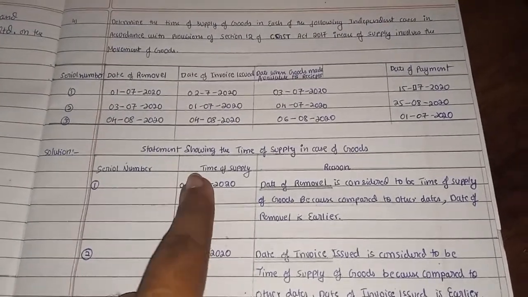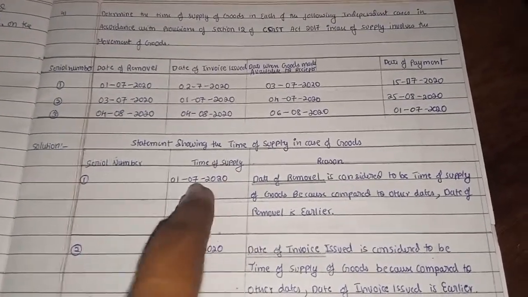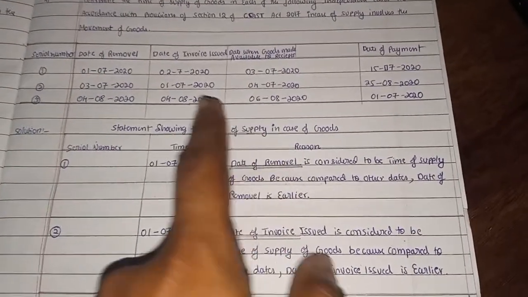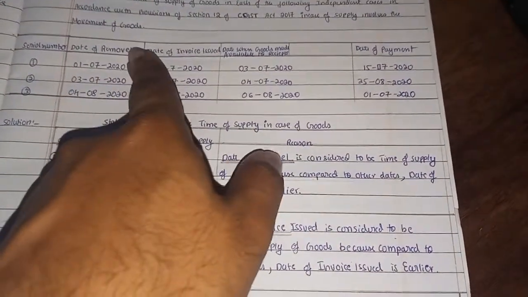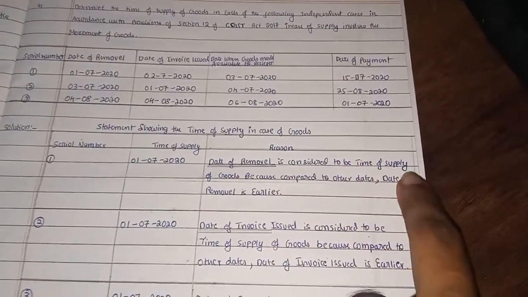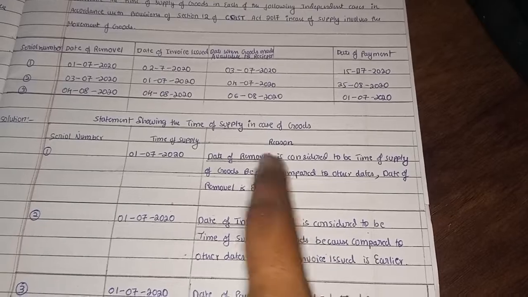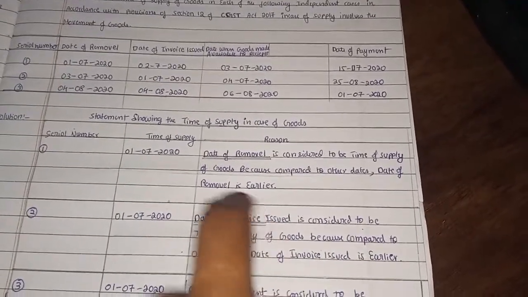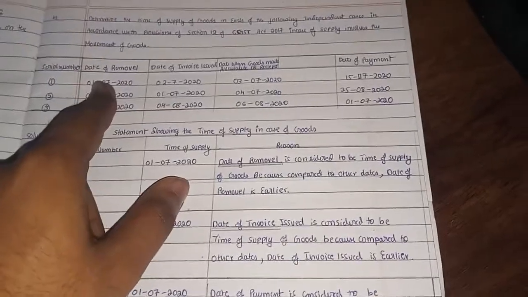So my time of supply is 1/7/2020 and my reason is date of removal. Date of removal is considered to be the time of supply of goods because compared to other dates, date of removal is earliest. Okay, when I consider these three concepts, date of removal is earliest.